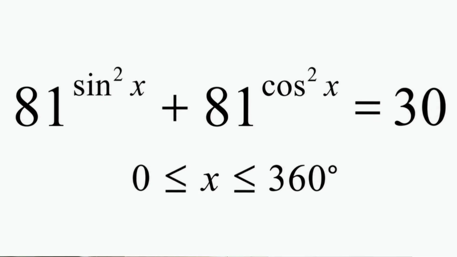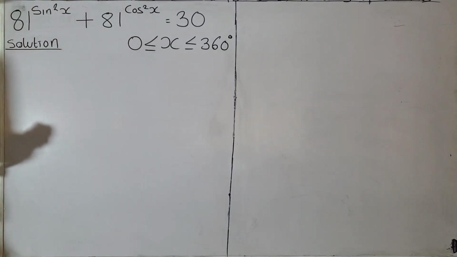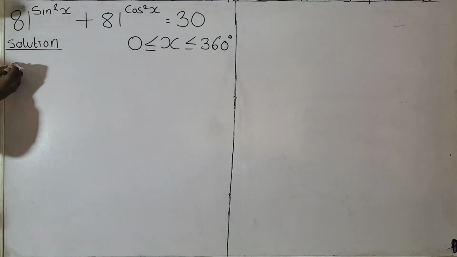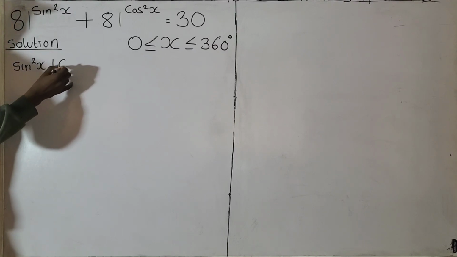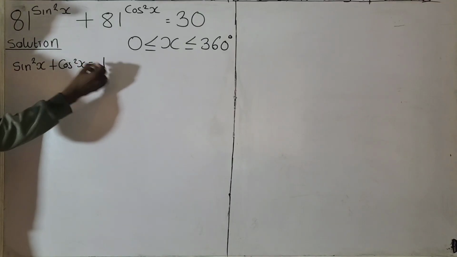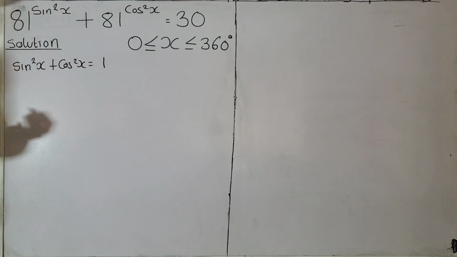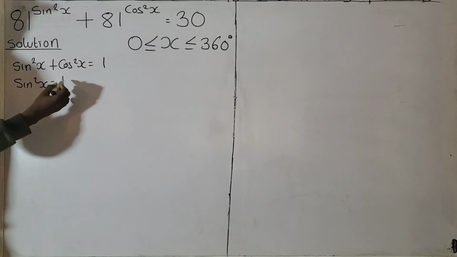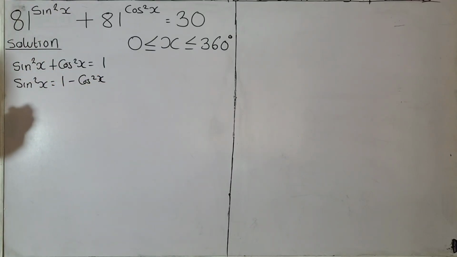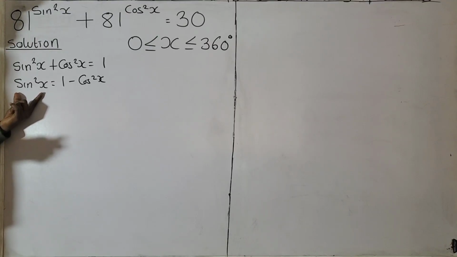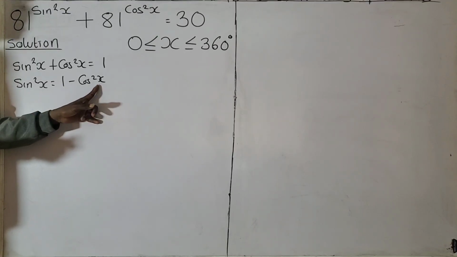Okay, to solve this question, the first step is to recall this trigonometric identity: sin²x plus cos²x equals 1. Are you following? So I want to make sin²x the subject of the formula. I'm going to have sin²x equals 1 minus cos²x, right? The next step is that I'm going to replace the value of sin²x as the difference between 1 and cos²x.